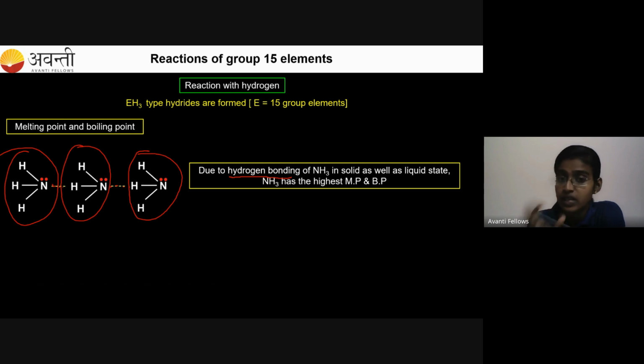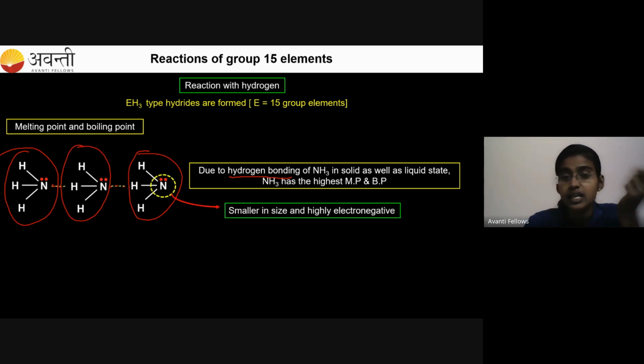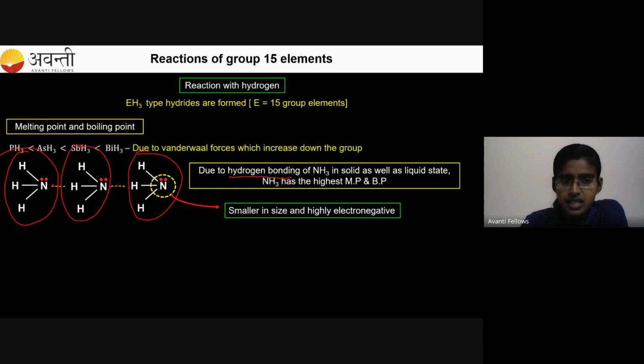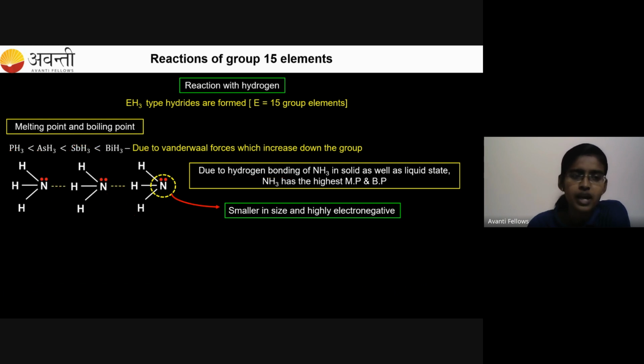Since the bonding is very strong, it will take more time to boil or to get melted. So that's why the boiling point is more for NH3. The reason is the small size of nitrogen and the high electronegative nature. Because of its small size, it is able to form the strong hydrogen bond. Whereas the other hydrides from phosphorus till bismuth don't form strong hydrogen bonds.